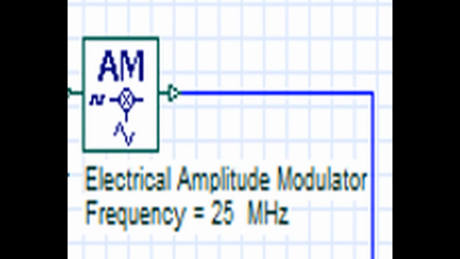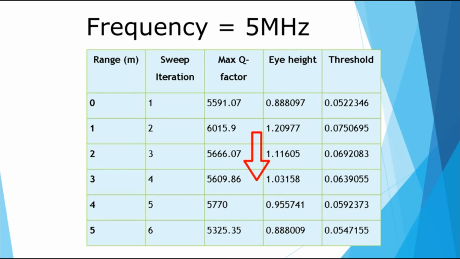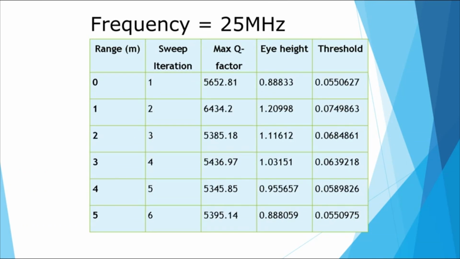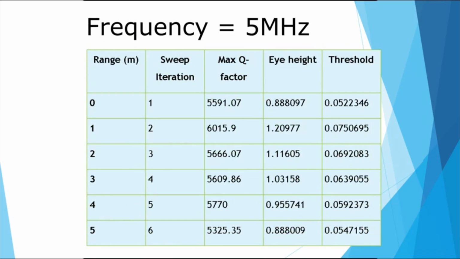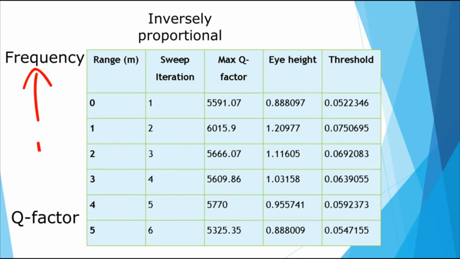Next, the frequency of the signal at the amplitude modulator was tested. The frequencies that were tested are 5 MHz and 25 MHz. From the table obtained, the Q factor decreases with the increase of range. The same goes for the simulation at 25 MHz frequency. The relationship between the modulator frequency and Q factor can be described as inversely proportional. With the frequency increase, the value of Q factor decreases.